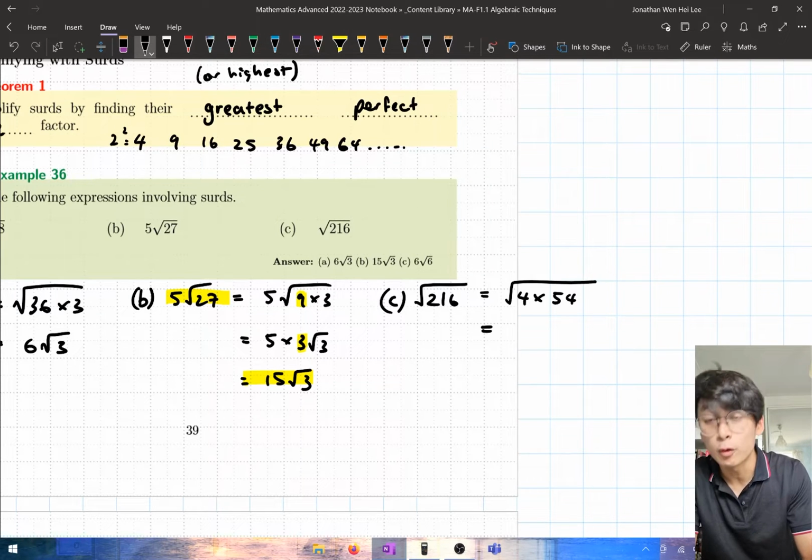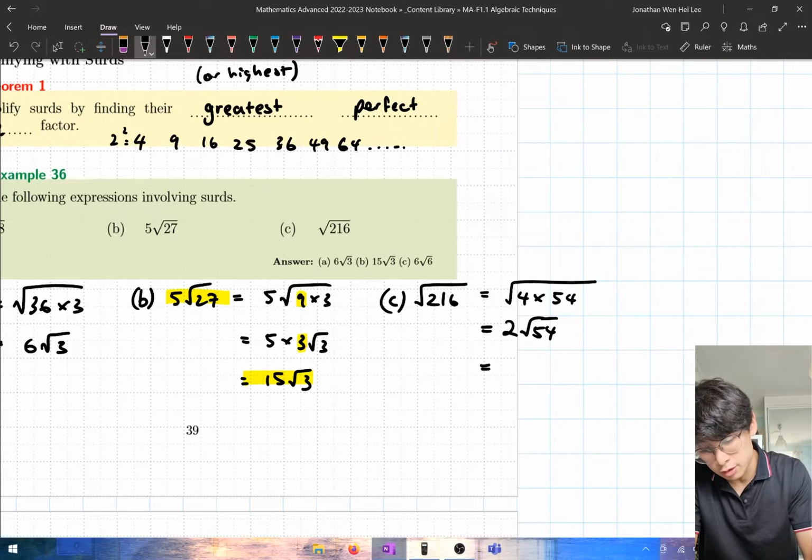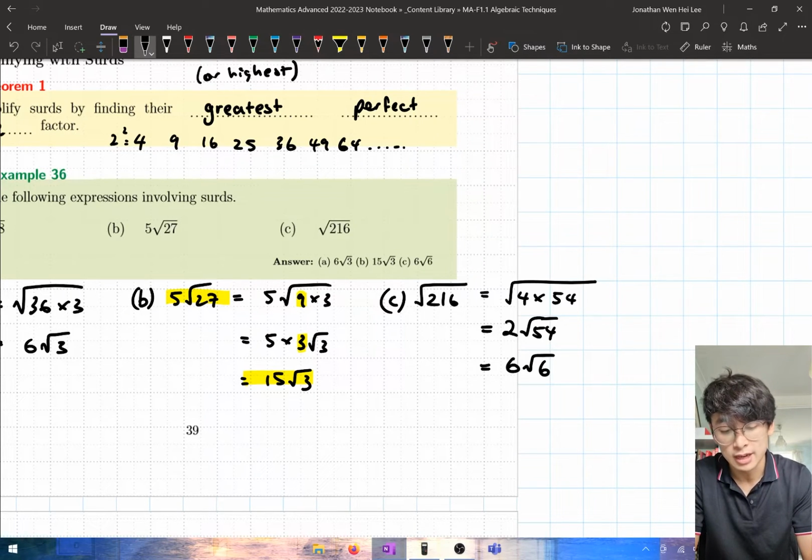And so I can take out that 4. The square root of 4 is 2. So I'm going to get 2 root 54. But then once again, I can repeat that process with 54. 54 is actually a fairly big number. Let me just think of my square root factors. So 54 is actually 9 times 6. And so I can actually take out that square root of 9. So square root of 9 is 3. So I multiply that with that 2. I get 6 root, and what's left over in my square root is a 6.